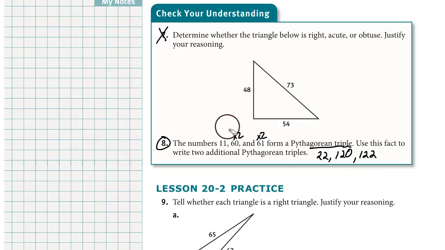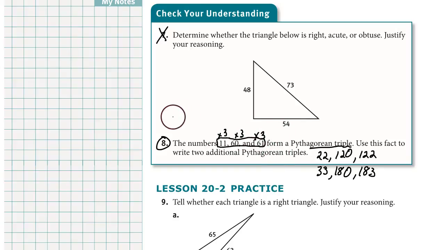Let's find another multiple of that original Pythagorean triple. We could times them all by 3. And the numbers that we get would also be sides of a right triangle. So 33, 180, and 183 would work for the Pythagorean theorem. And we could do this with any multiplier that we wanted and get an unlimited amount of Pythagorean triples, all from knowing that these original 3 numbers are Pythagorean triples.